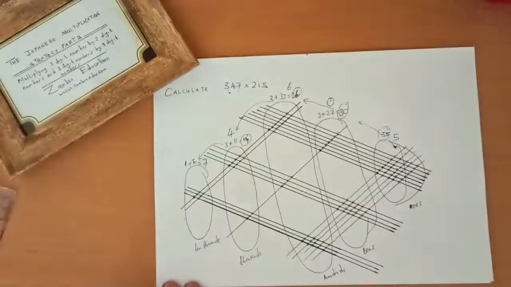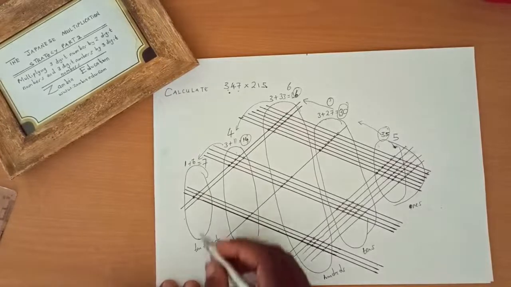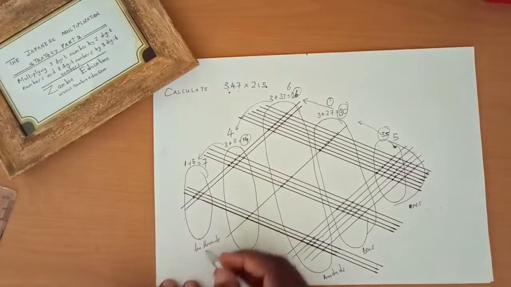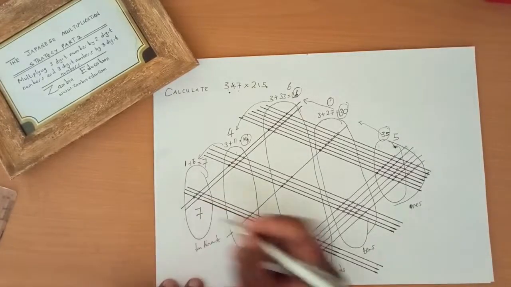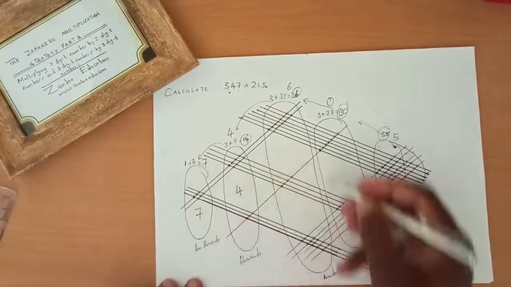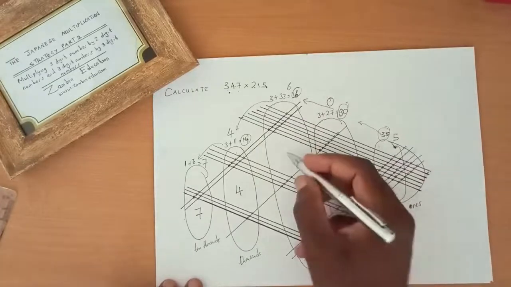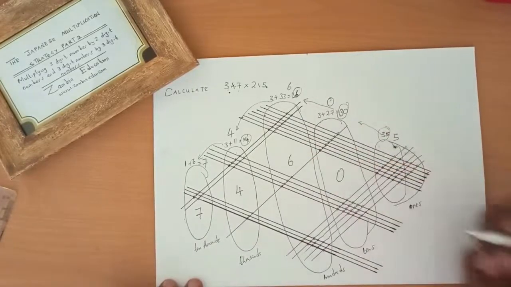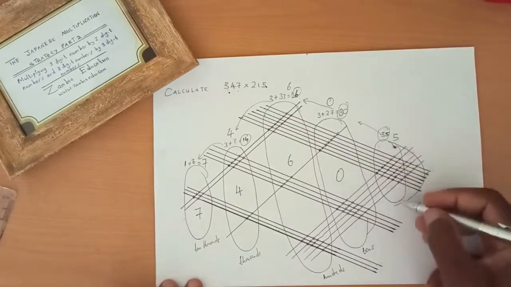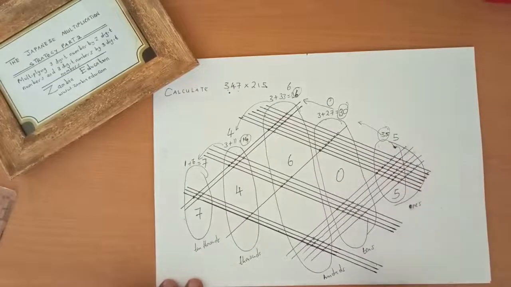All right, so we are done. We are finished. Let's quickly take a look at the values that we've been able to acquire in every segment. When you look at the 10,000 segment, we have a 7. At the 1,000 segment, we have a 4. At the 100 segment, we have a 6. At the 10 segment, we have a 0. And at the 1 segment, we have a 5.